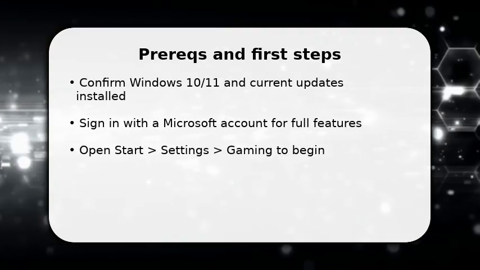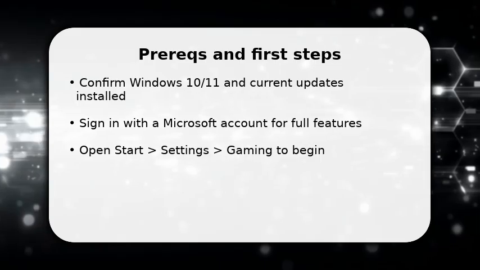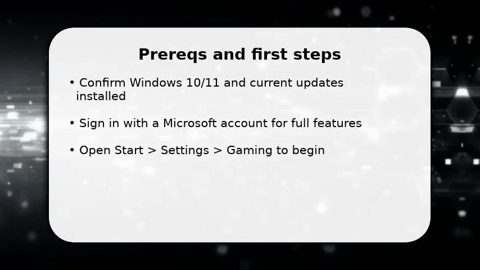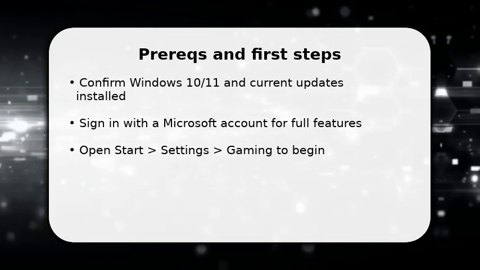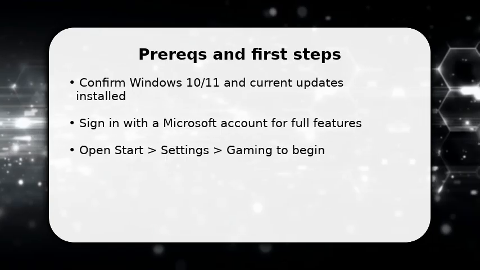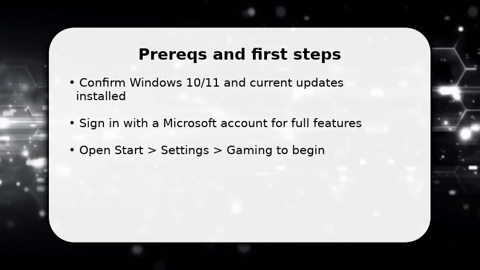You need a supported Windows build and a Microsoft account. That gives you cloud-linked settings. Once done, press Start, choose Settings, then Gaming to reach the Game Bar pane. Make sure to check Windows Update if an option is missing, because outdated builds hide features.